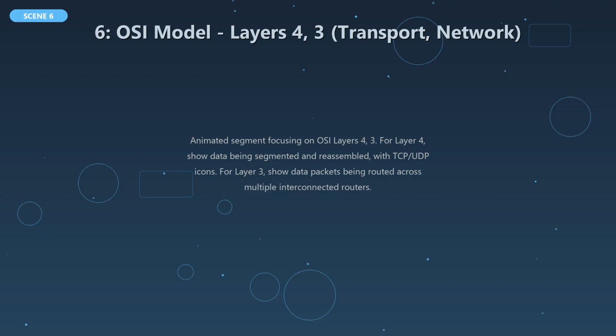Its two most important protocols are TCP and UDP. TCP, or Transmission Control Protocol, is connection-oriented and reliable. It establishes a connection before sending data, acknowledges receipt of packets, and retransmits lost packets, ensuring that all data arrives in order and without errors. Think of sending a certified letter, you get a confirmation of delivery. This is used for applications where data integrity is paramount, like web browsing, HTTP, email, SMTP, and file transfer, FTP.